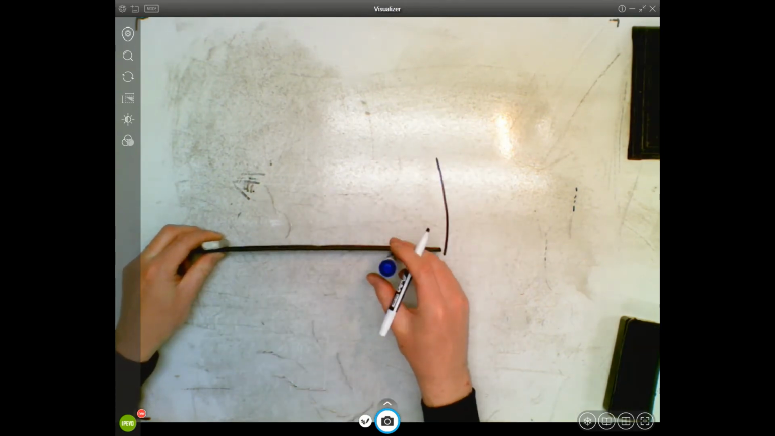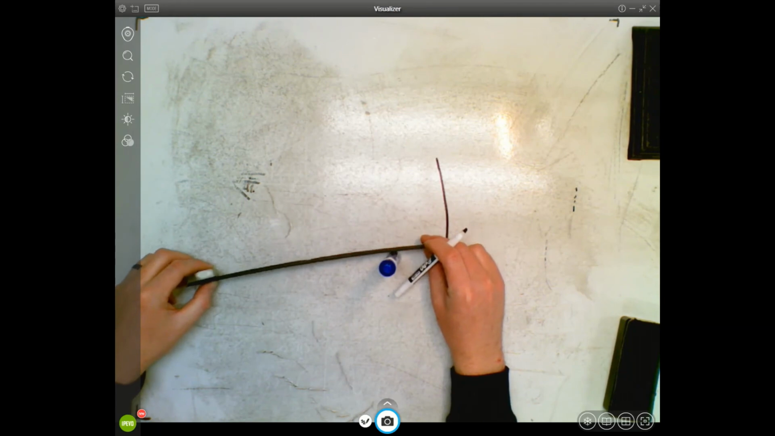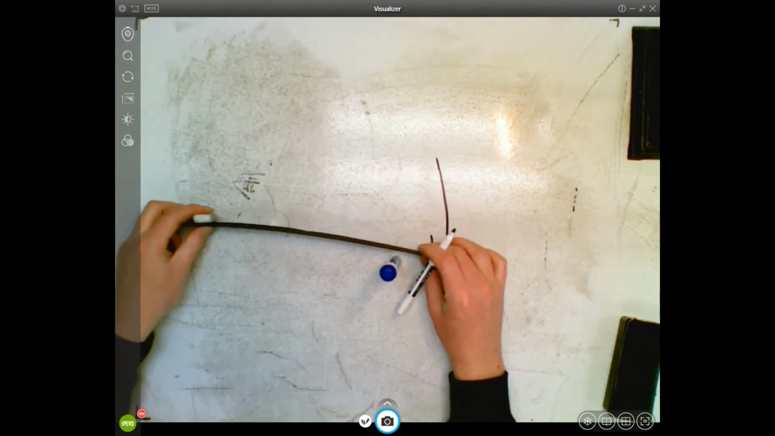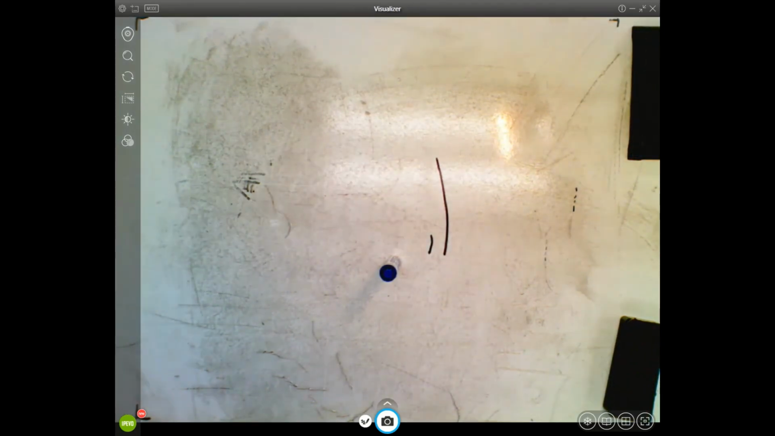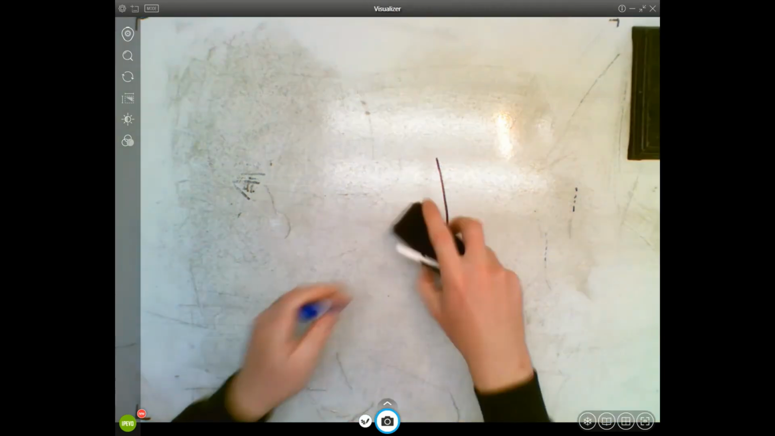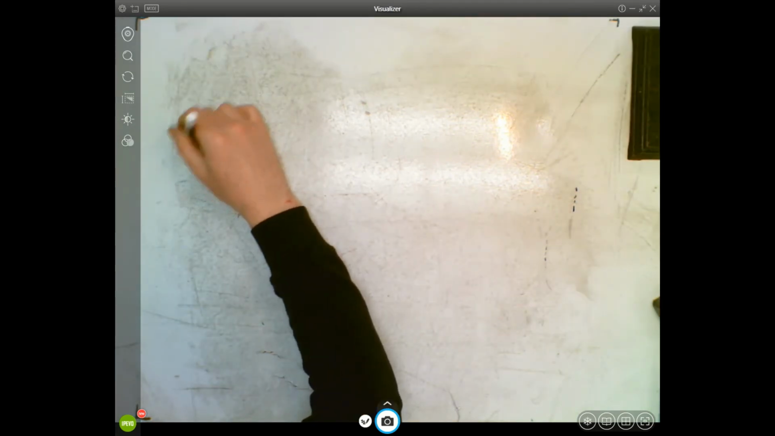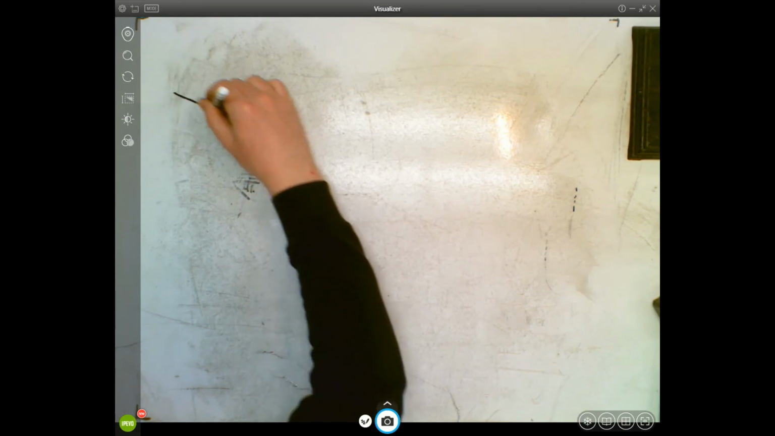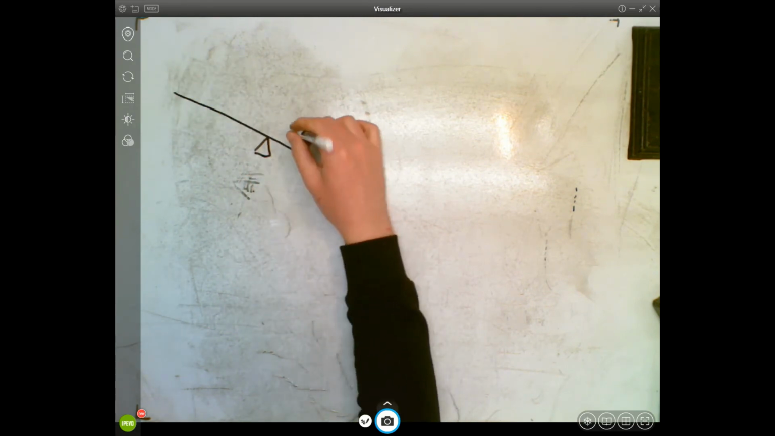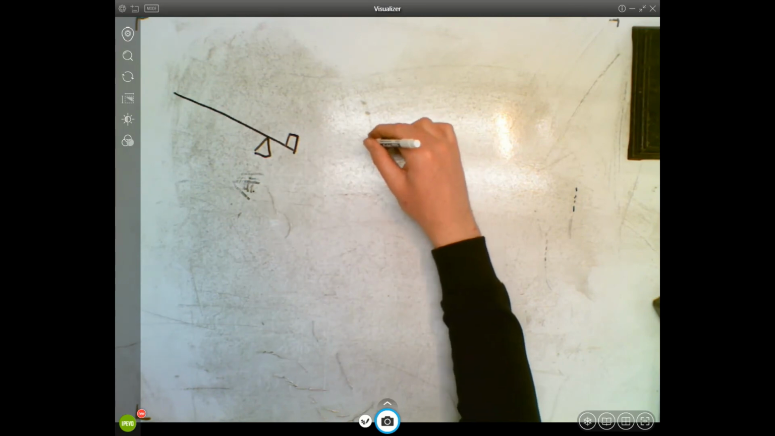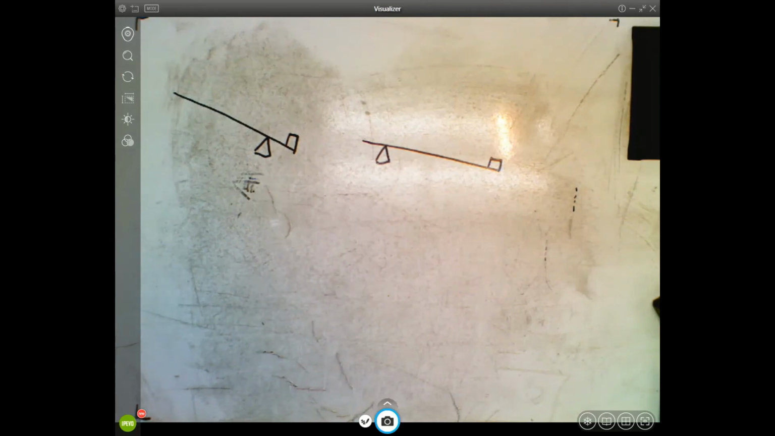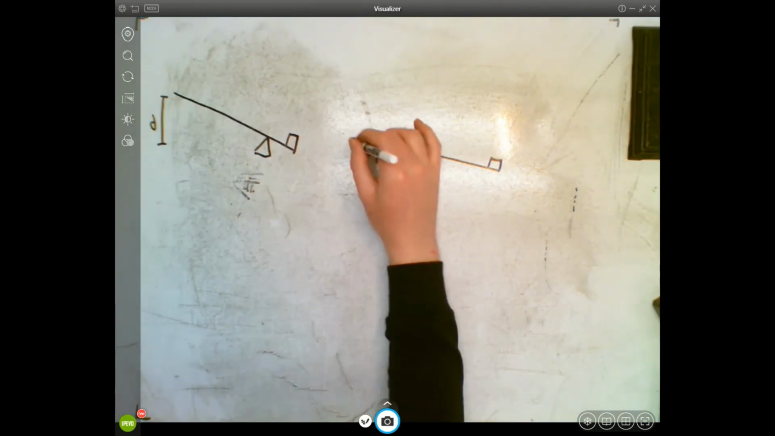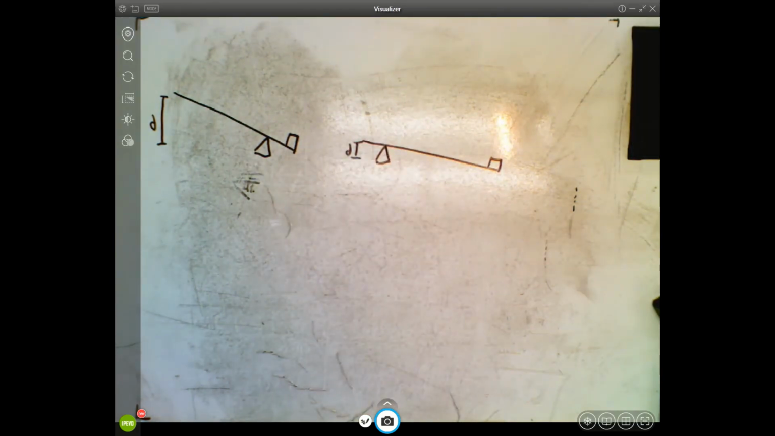But if I pull my fulcrum over here and I want to lift it up, I only have to move it about this distance. So to make things easier, what we're doing is we're changing the distance that it has to be moved. Okay, so let me draw this out. This is my easy one, and this is my hard one right here. So this is a big distance, and this is a little distance that we have to move it.